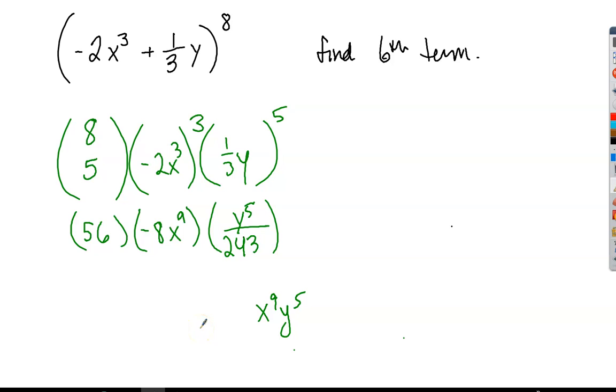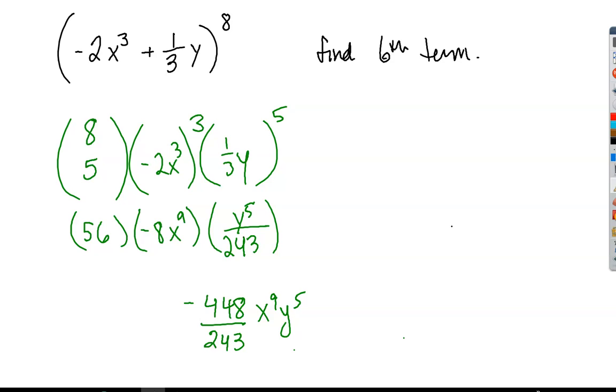And then I'm just going to multiply everybody together. So let's see what we get. 56 and negative 8. Oops. And then divide by the 243. Let's see if this guy reduces at all. It doesn't. So we would leave it negative 448 over 243. That's the best we can do there.